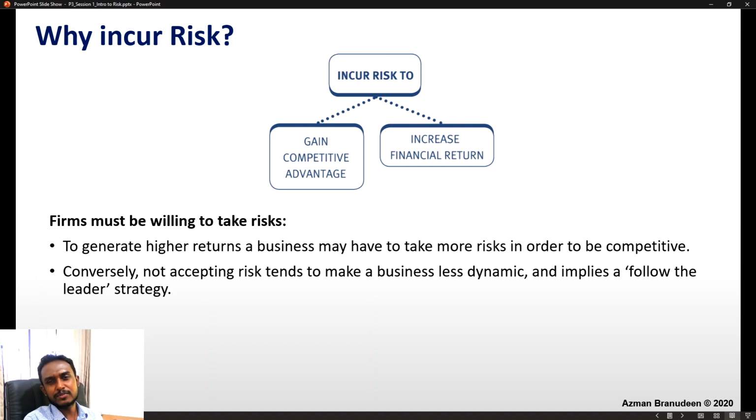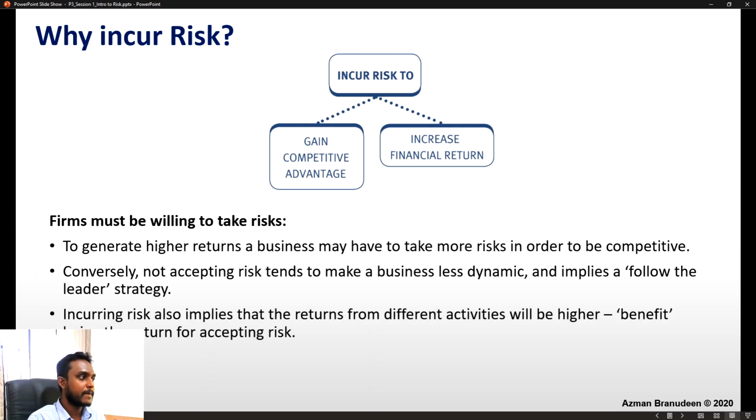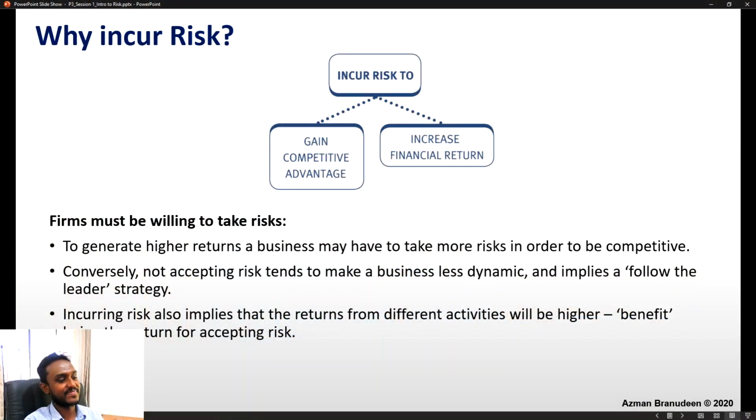So that's why you see that a lot of industry leaders are those who have taken risk, right? Those who have had the courage to take certain decisions that nobody else at the time would have taken. Incurring risk also implies that the returns from different activities will be higher. That is, the benefit being the return for accepting the risk, which is what has led to the famous phrase that is hugely popular. If you remember, higher the risk, higher the return. There we go.